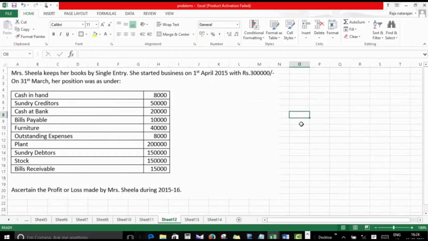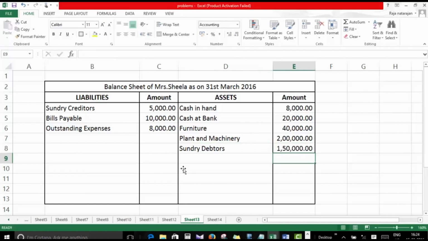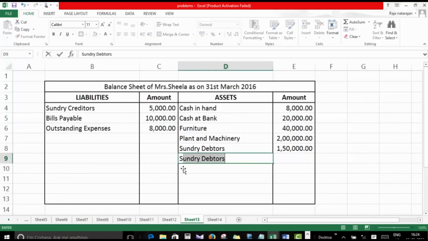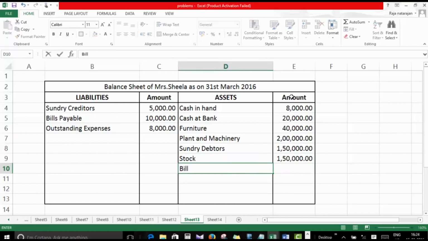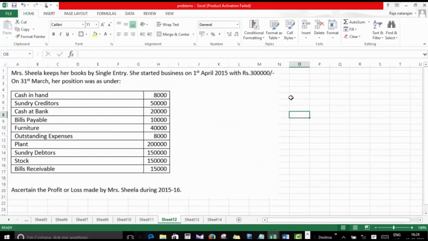Then we have sundry debtors 1 lakh 50,000, stock 1 lakh 50,000, and bills receivable 15,000. So we'll have them. Sundry debtors 1 lakh 50,000. Then bills receivable. Let me check. Is it bills receivable? No, stock. It is stock, 1 lakh 50,000, and then bills receivable. And what was the amount of bills receivable? 15,000. So in this way, we have captured all the assets and liabilities.